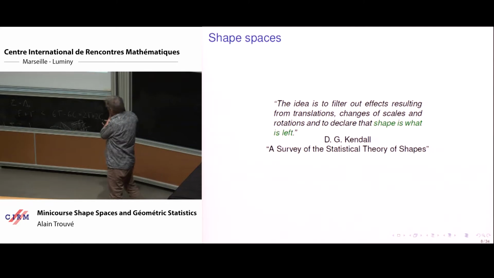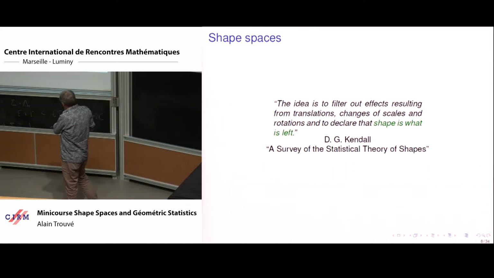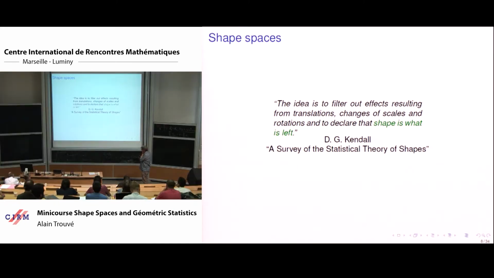You can start with this idea, which comes from the beautiful work of Kendall: to filter out the effects resulting from translation, because sometimes translation is annoying. You don't want to think about translation, it's just a nuisance parameter. The same for rotation and change of scale. So you could say that I would like to think about shape up to translation, rotation, and scale, and the shape can be just what is left.